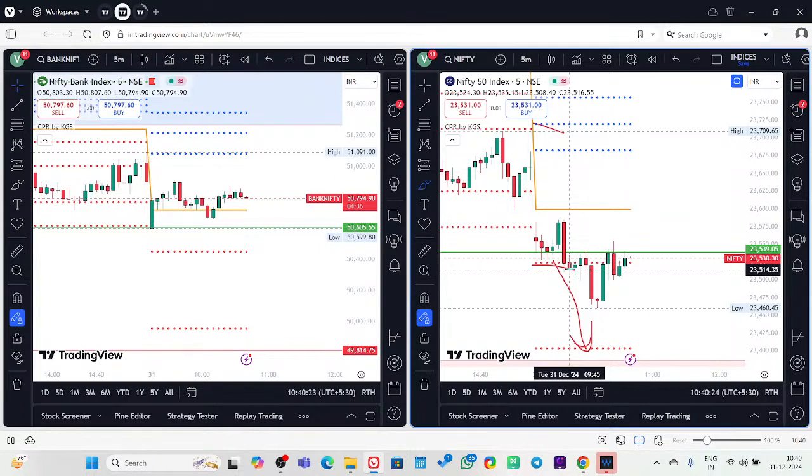If at all anybody wants to trade the CPR pivot points system in only Nifty, they can enter after the close of this candle.